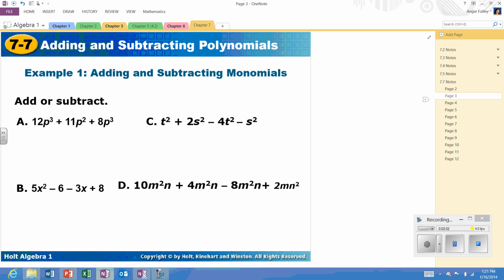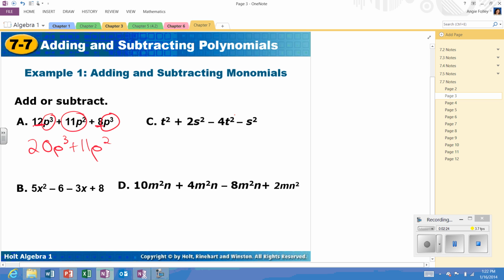So when we're adding or subtracting polynomials, we can only add or subtract the terms that are the same. So we need to find the p's to the third that are the same. So that means we add the 12 and the 8, and that becomes 20p cubed. And then we can't actually add the p squared because it doesn't have the same exponent, so that just stays.